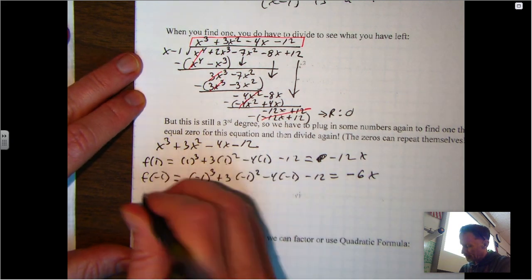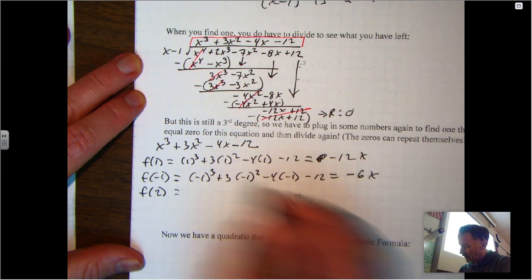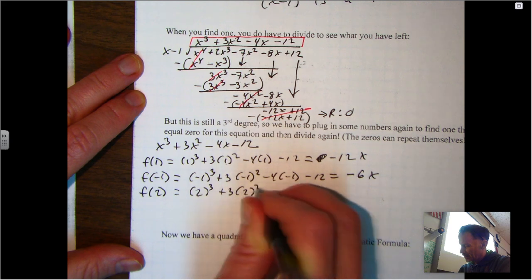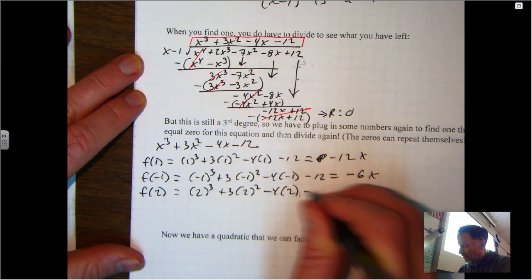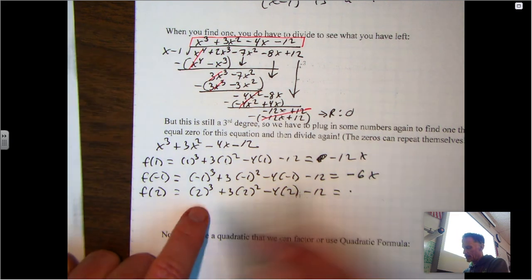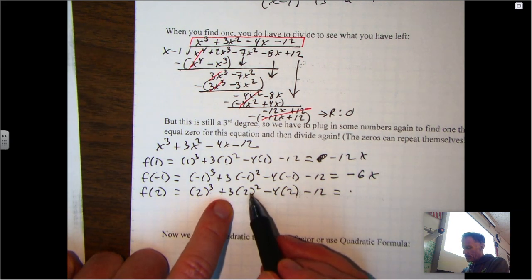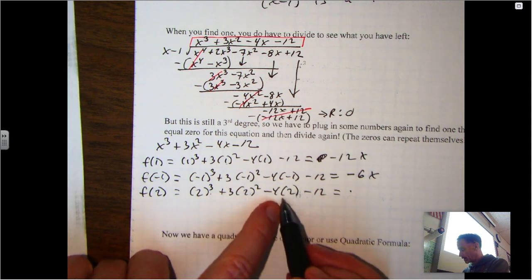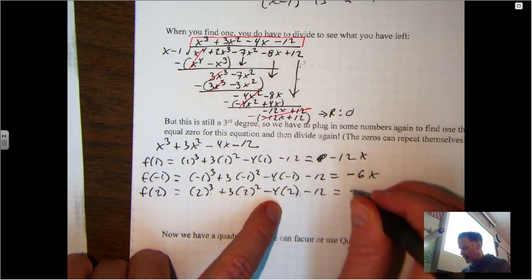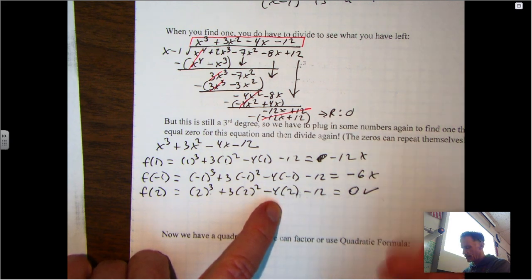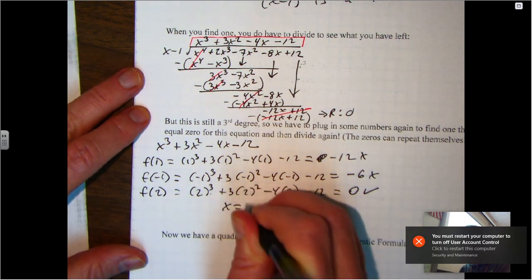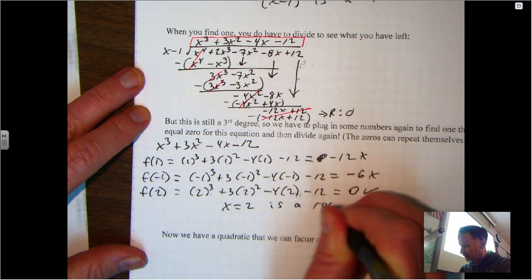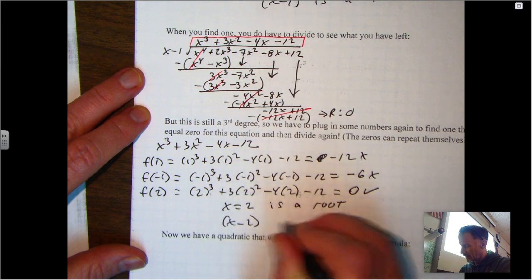Let's go to 2. And let's see, so we got 8. 4 times 3 is 12, so 8 plus 12 is 20. But then minus 8 minus 12, that does equal to 0. So again, happy days. That means x equals 2 is a root. That's our second root. And x minus 2 is another factor.